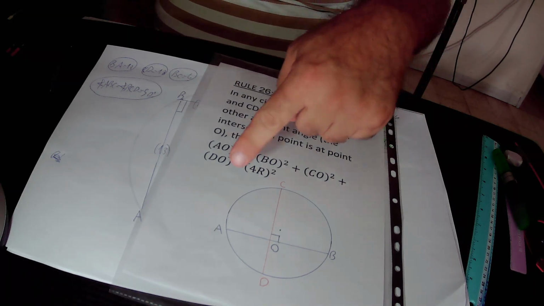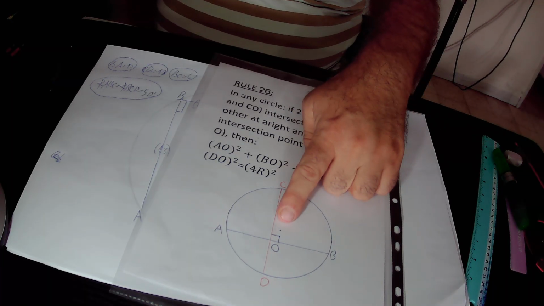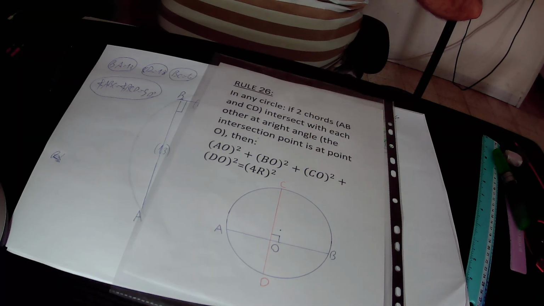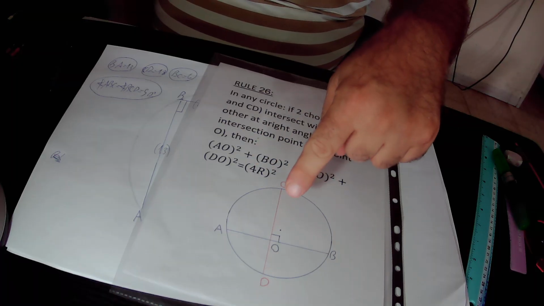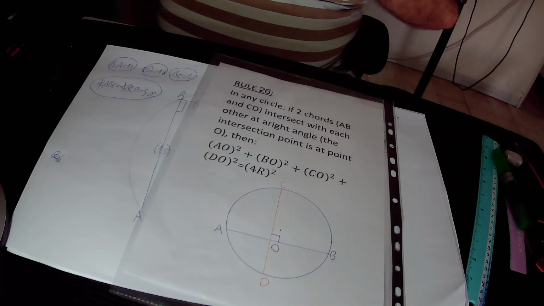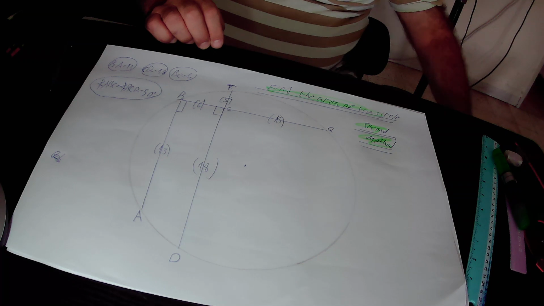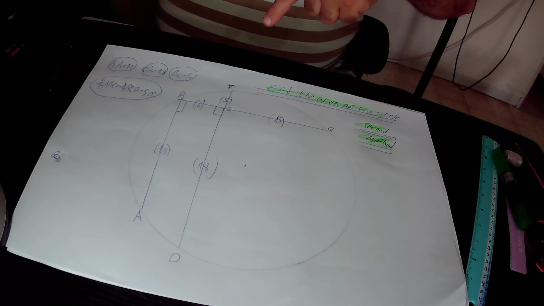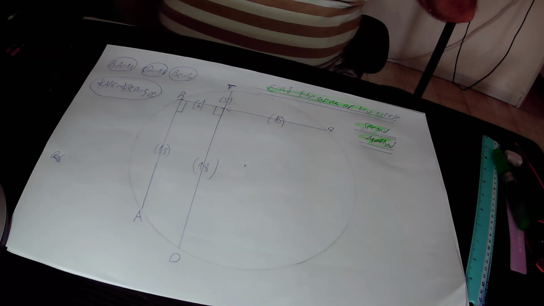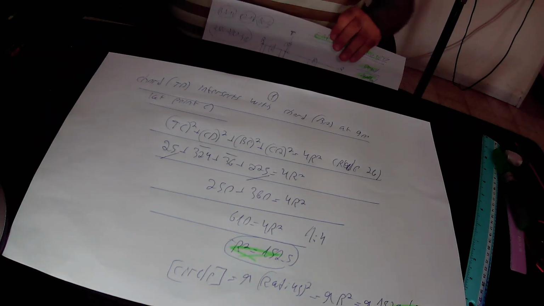Here, chord AB intersects with chord CD at point O at 90 degrees. So the following equation is true: AO squared plus OB squared plus CO squared plus OD squared equals 4R squared, where R is the radius of this circle. So we can implement rule 26 in our drawing, because in our drawing we have chord TD that intersects with chord BQ at 90 degrees at point C. So all the requirements for rule 26 are satisfied, and therefore we can implement rule 26 here.